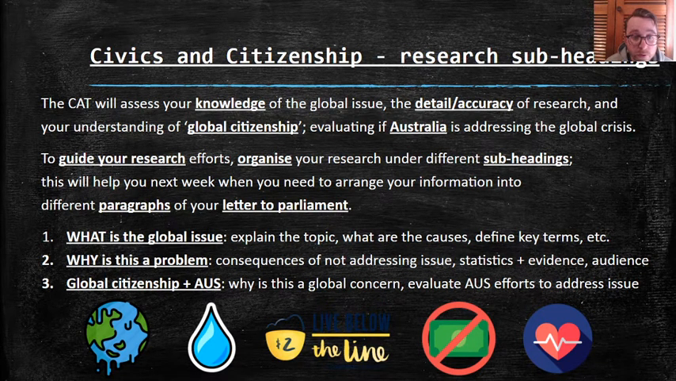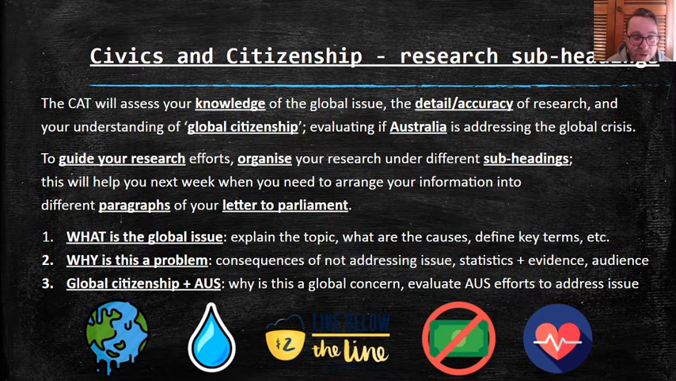Now, to guide your research efforts and organize your research under different subheadings. This will help you next week when you need to arrange your information into different paragraphs of your letter to Parliament. So again, the cat is a letter to Parliament, to the Australian Parliament, that we'll be sending off. We sent them off last year, the year before. We've gotten responses as well from the Prime Minister. Obviously it'll be a bit different this year because you guys are typing them up, but we'll figure something out.